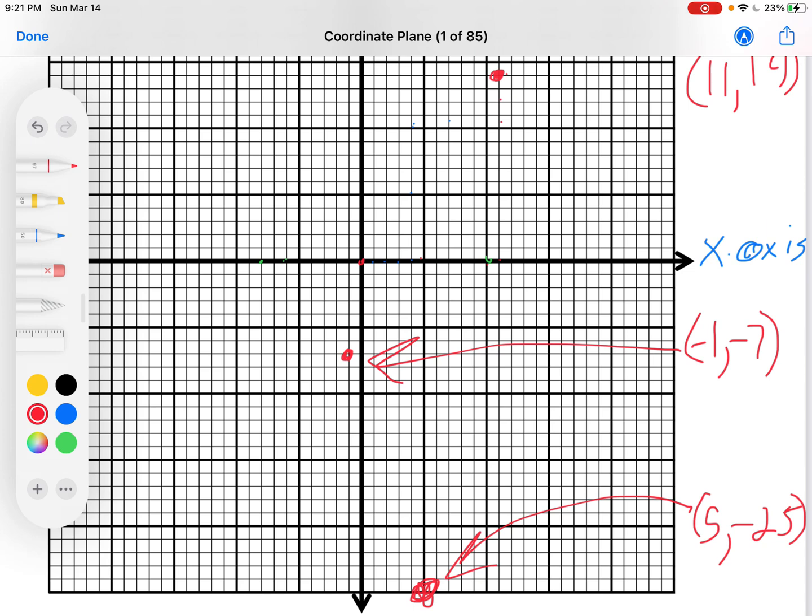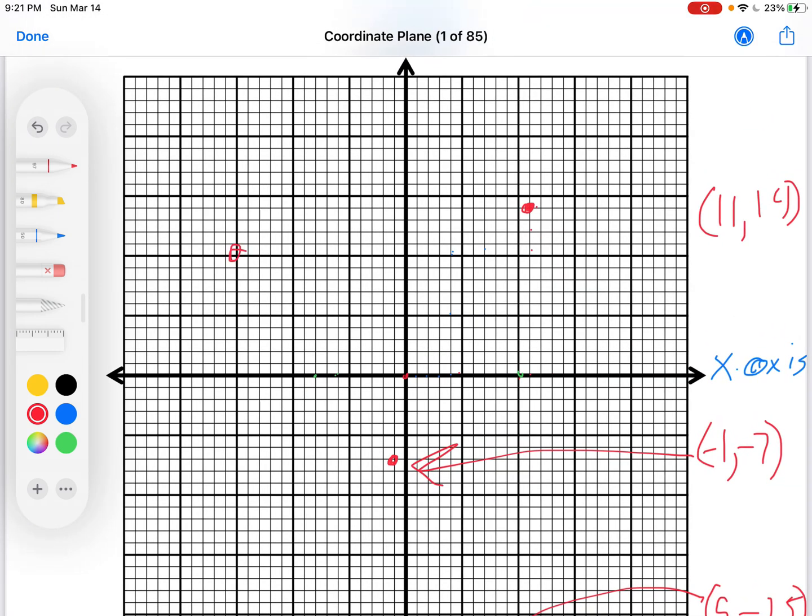Let's try one more point. Let's try this point right here. Okay, back to 0, 0. Do I have to go left or right? I have to go left. How much? I have to go left 15. So that's negative 15 for the x-coordinate. Then do I have to go up or down? I have to go up 10. So that's positive 10. And that point right there has coordinates of negative 15, positive 10. So that's how you go from coordinates to points.